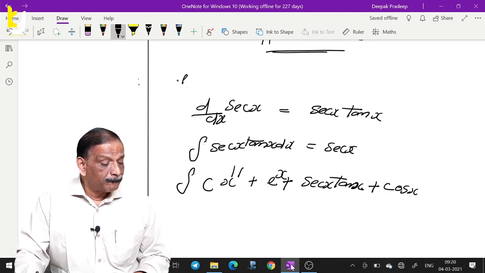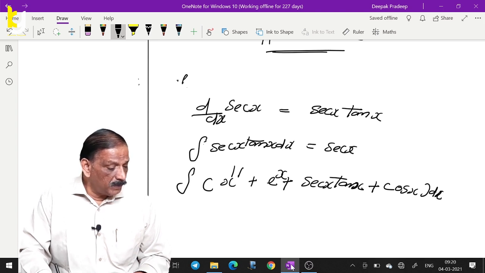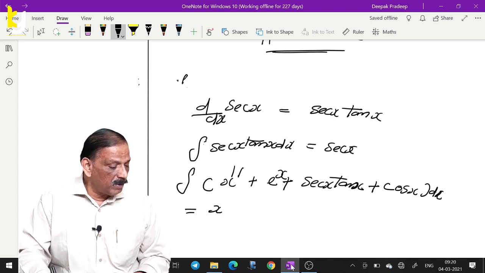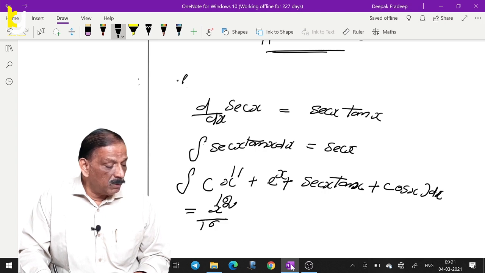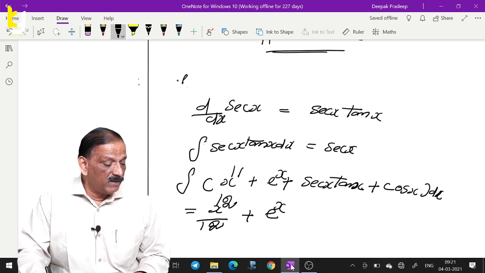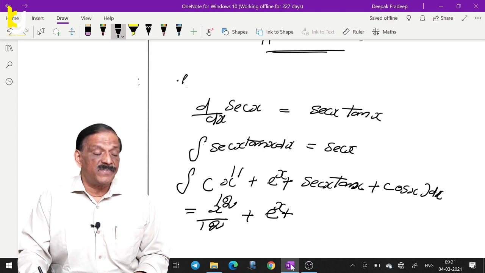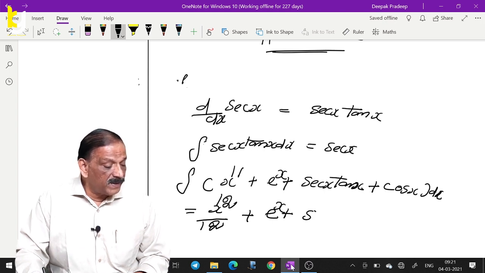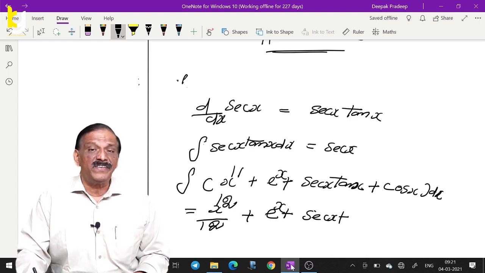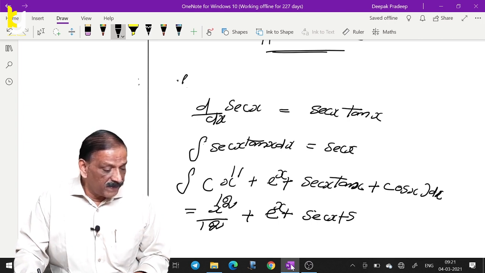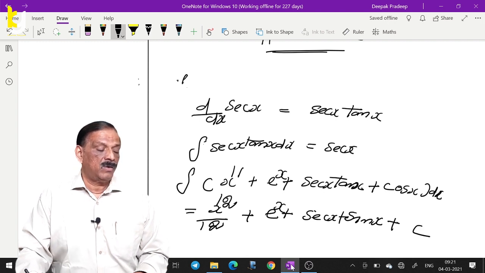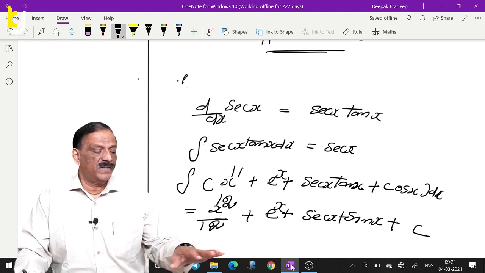Integrate x to the power of 11 plus e to the power of x plus secant x tan x plus cos x dx. That is equal to x to the power of 12 divided by 12 plus integral e raised to x, that is e raised to x itself, plus integral secant x tan x dx, that is secant x, plus integral cos x dx, that is sin x plus the integral constant. This is the answer. So we are studying the formulas.